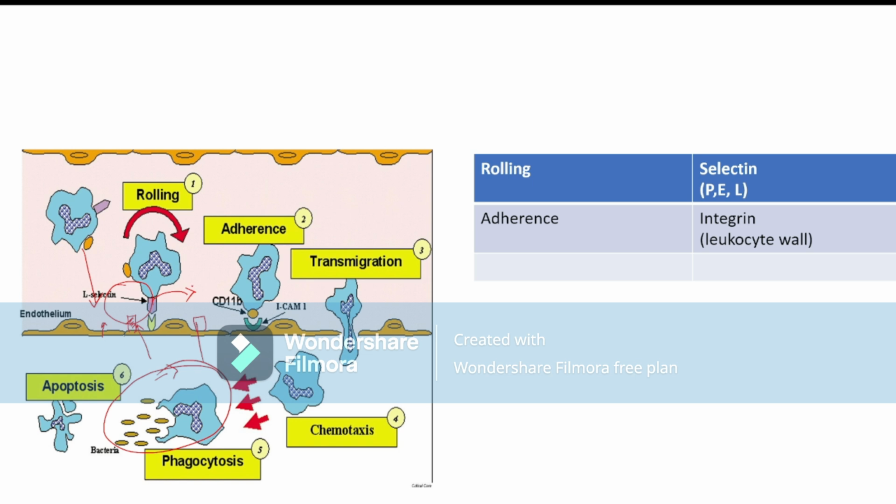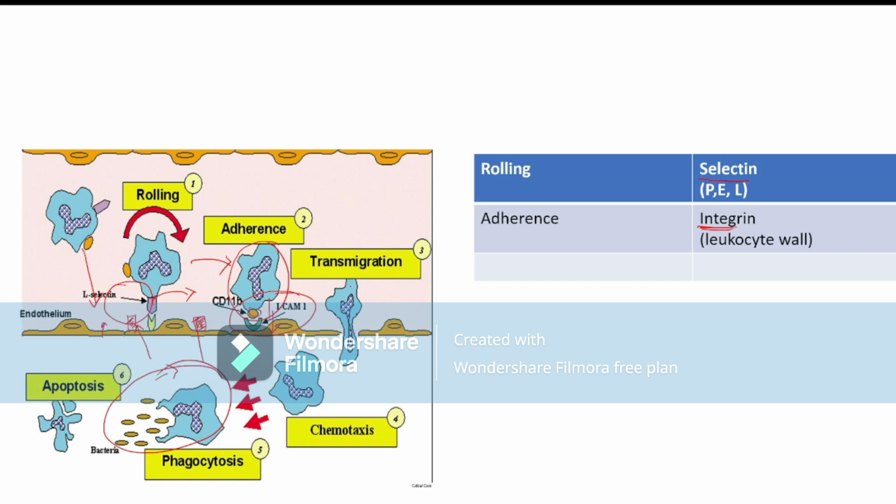When there is infection, the endothelium produces some selectin by the cytokines, and this selectin gets attached to the neutrophil receptor, and then there is adhesion. That means the neutrophil gets attached to the endothelium by the integrin protein. So selectin is for the rolling and integrin protein is for the adherence. Adherence means that the neutrophil binds with the integrin and attaches to the blood vessels.